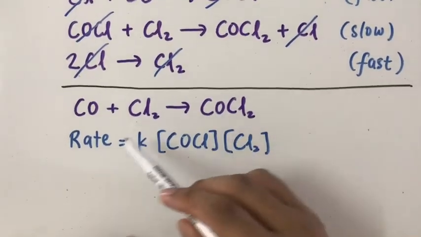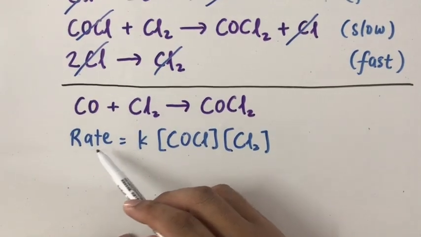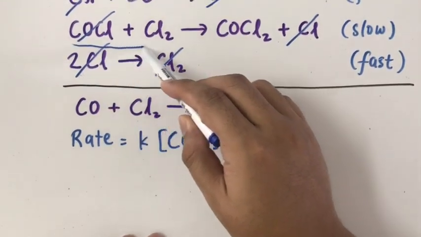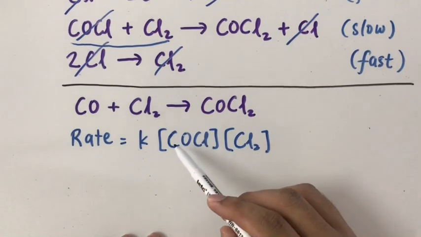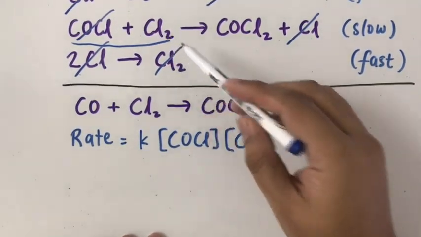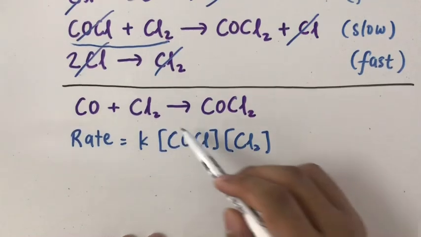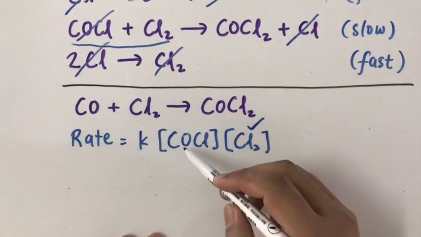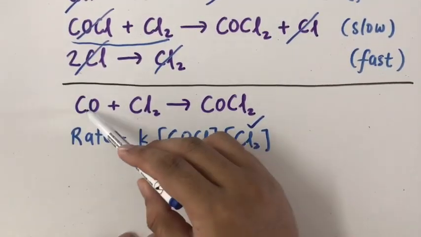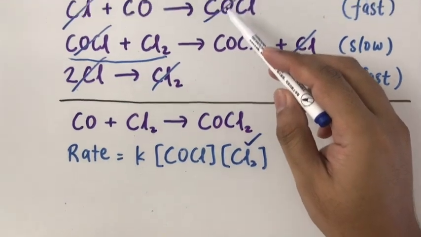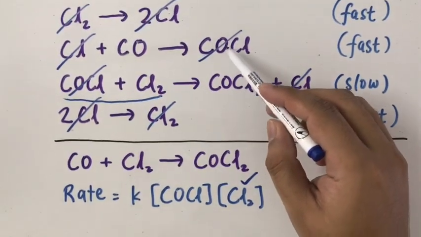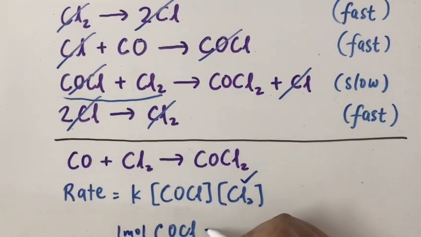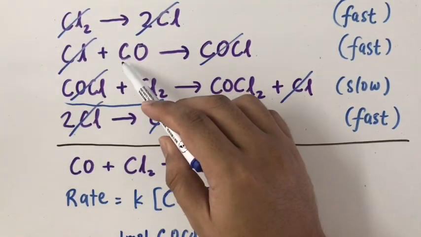So how to write the rate for this reaction? We can write it like this, where rate equal to k times, we take the reactants from the slow step. So we put here COCl times Cl2. But then when we compare this with the overall reaction here, we only have Cl2, but we don't have COCl. So in order to replace the COCl, we can see from the second equation here that 1 mole of COCl is equivalent to 1 mole of Cl and 1 mole of CO.